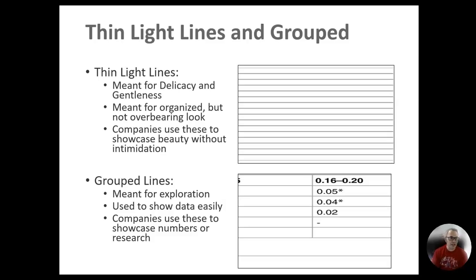And then finally, grouped lines, they're meant for exploration. They're used to show data in a lot of different ways, and companies tend to use these to showcase numbers and facts and try to build trust through that element. For example, that's why you see a lot of dentist commercials where they say 9 out of 10 dentists recommend this toothpaste. They put the 9 in front of 10 because, okay, this is a good probability that most dentists recommend this stuff. Maybe I should use this. And you see a lot of grouped lines to showcase those facts because numbers create trust.